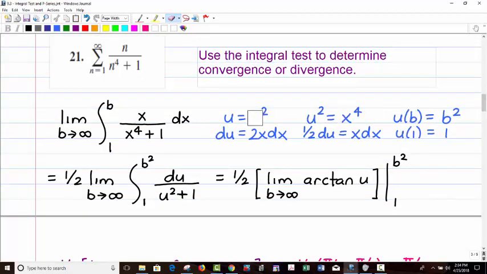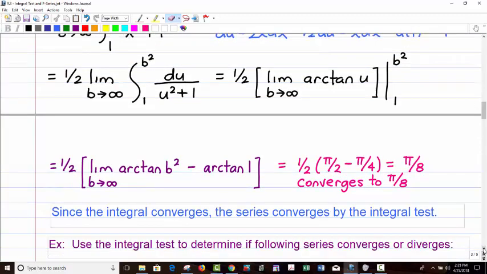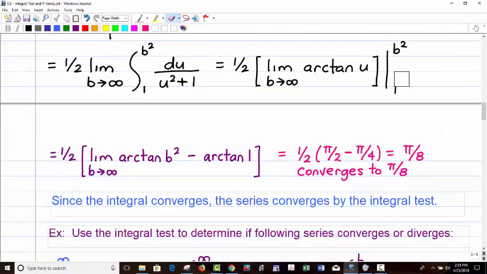So b makes it b squared. Of course, 1 squared would be 1. So that's my new limits, 1 and b squared. There's the 1/2 from right here. And we have du over u squared over 1, which is just basically arctan. And so it's 1/2 limit as b goes to infinity of arctan of u. And we only need the limit part where we're plugging in the b, so it's 1/2 limit as b goes to infinity of arctan of b squared minus arctan of 1. Now arctan of 1 will be pi over 4.